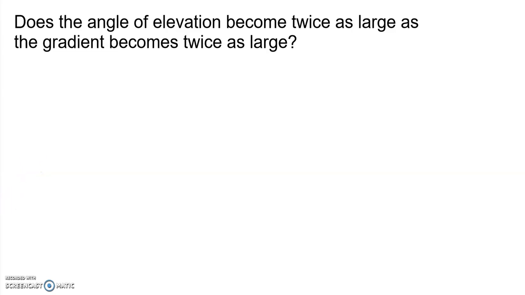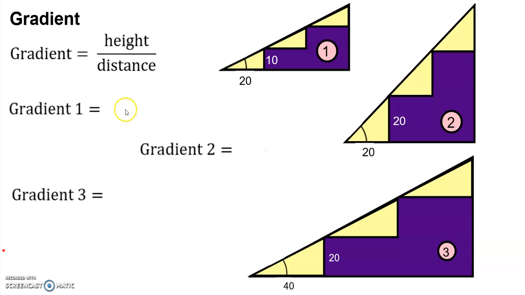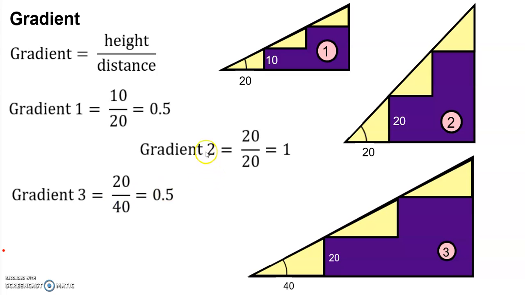First, we're going to take a look at the gradient. So we've just calculated the gradients for all these three slopes. And you see, when I just take a look at number 1 and number 2, this one was 0.5 and this one was 1. So this one is twice as large.